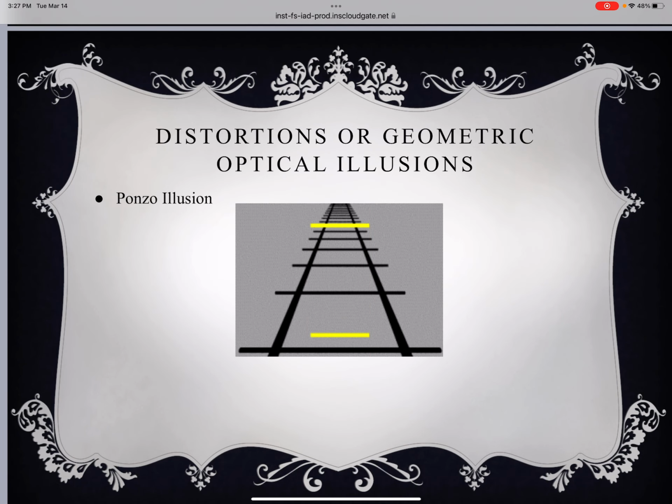Okay, so we went over the hallucinogenic toreador. Now the next thing we should be talking about is distortions, or geometric optical illusions. All right, so this is an example of an illusion. It's called a Ponzo illusion.